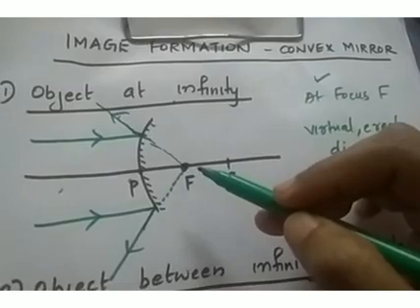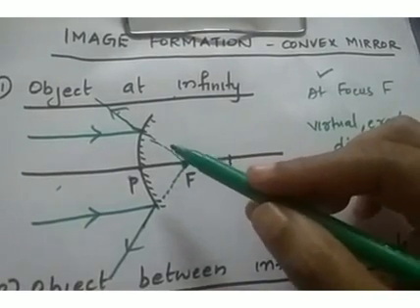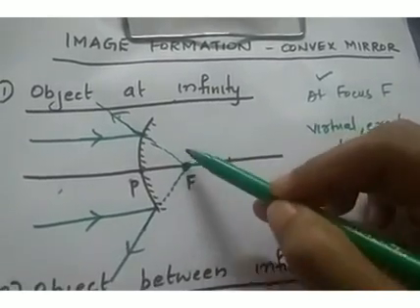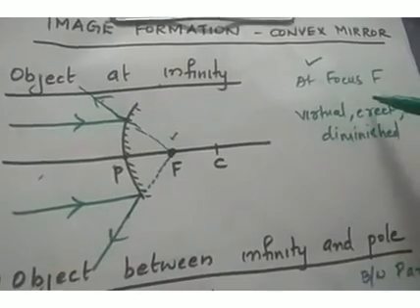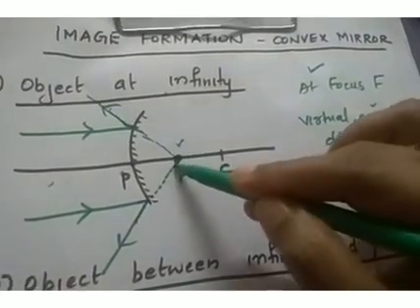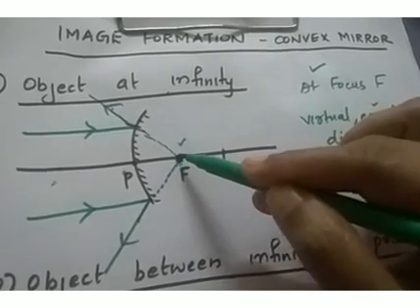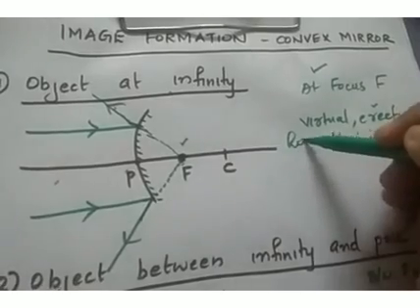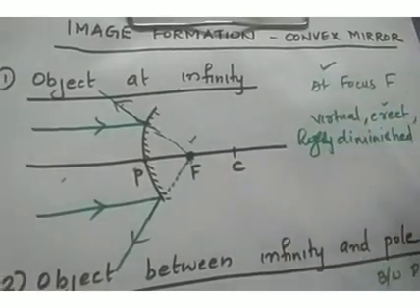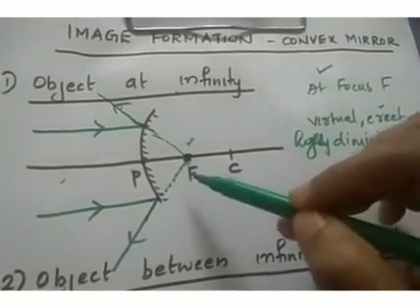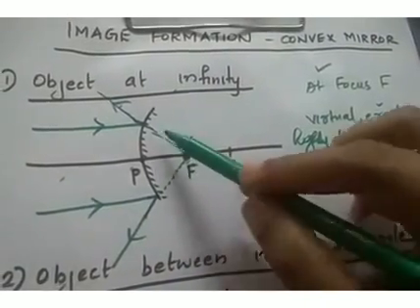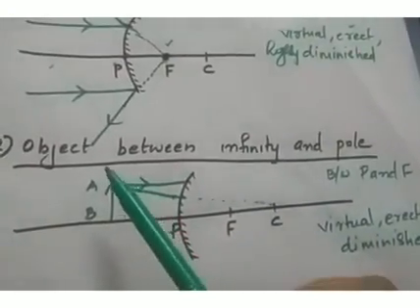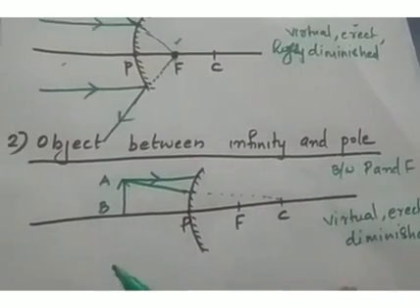And here also it will be a virtual image because the rays do not actually meet at F. They just appear to meet at F. So this will be a virtual image. Since it is virtual, it will be erect. And this is a diminished one because it is a highly point sized image. Highly diminished actually. Not just diminished, it is highly diminished. It's a point sized image. Okay, so a virtual, erect and diminished image is formed at focus. And the last position of convex mirror is that object between infinity and pole.